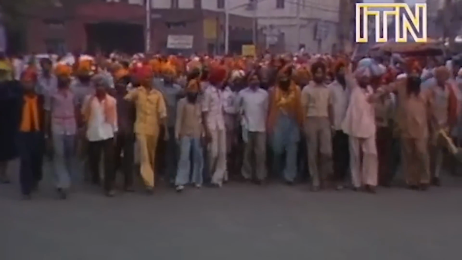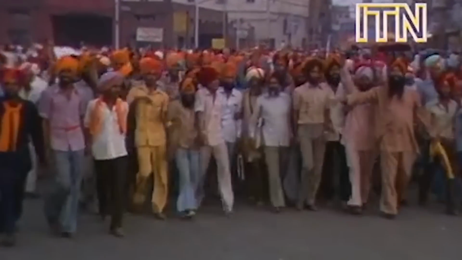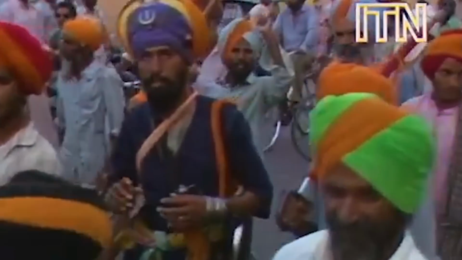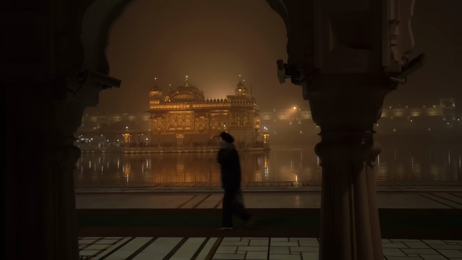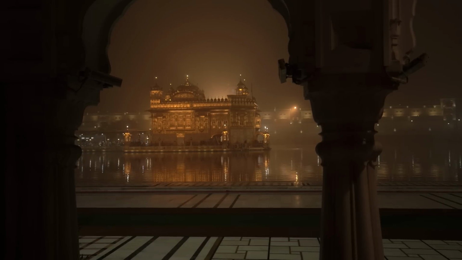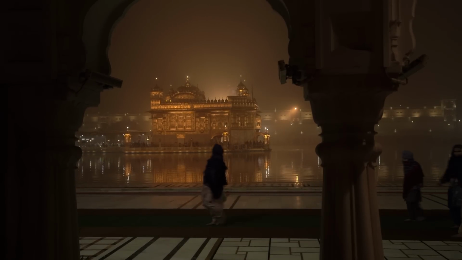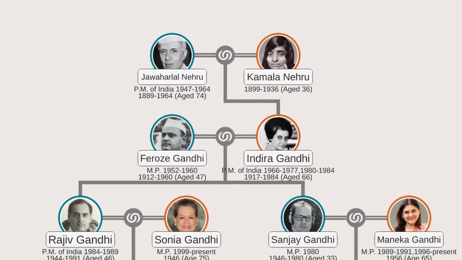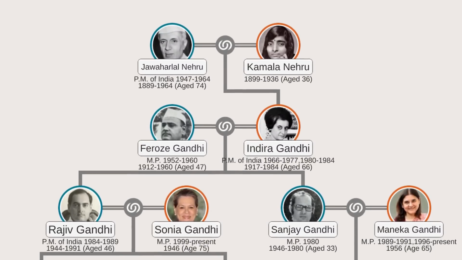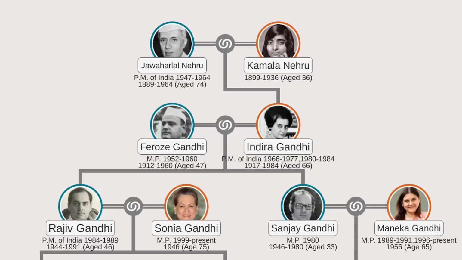Tensions and violence in the region persisted throughout the 1980s and early 90s, until operations eventually reduced the insurgency. But issues of trust between the government and sections of the Sikh populace took years to begin healing. The Congress Party continued with the Nehru-Gandhi family. Indira Gandhi was succeeded by her son Rajiv.